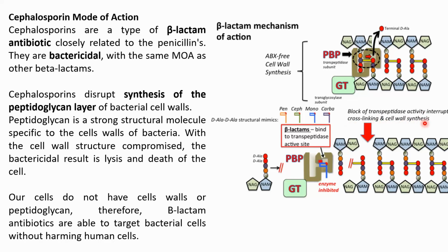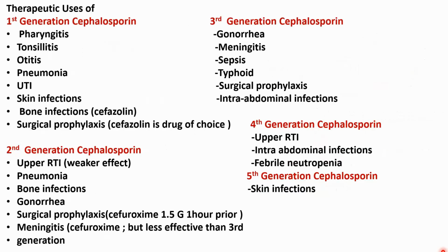As our cells do not have a cell wall or peptidoglycan layer, the beta-lactam antibiotics are able to target only bacterial cells without harming the human cell. So this is the advantage of this antibiotic derivative, that it will only affect the bacterial cell, not the human cell. Next is the therapeutic uses of cephalosporin derivatives.